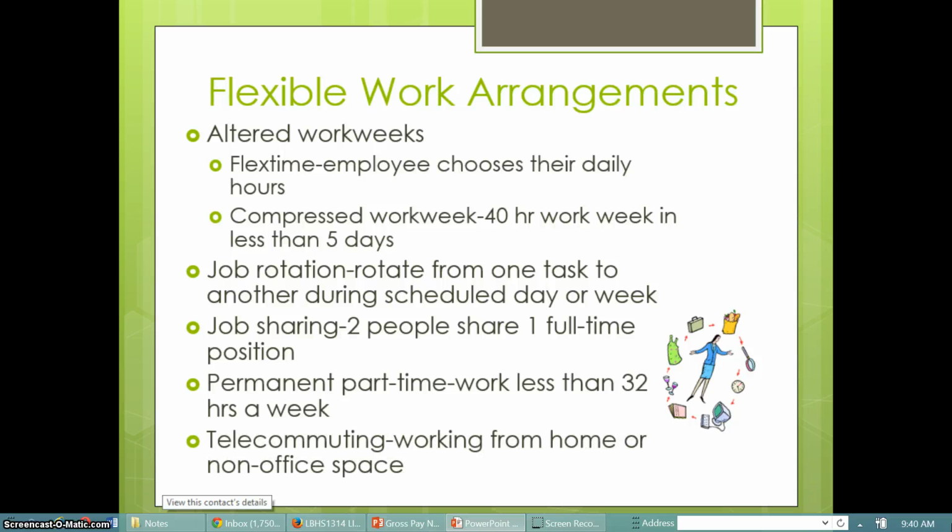And then obviously with technology, telecommuting has been a great resource for businesses, allowing employees to work from home or from non-office spaces, such as if you've ever walked into a bread company or Starbucks and seen people working on their computers. They can do video casts, work through the internet, chat and such, and still get an effective job done.